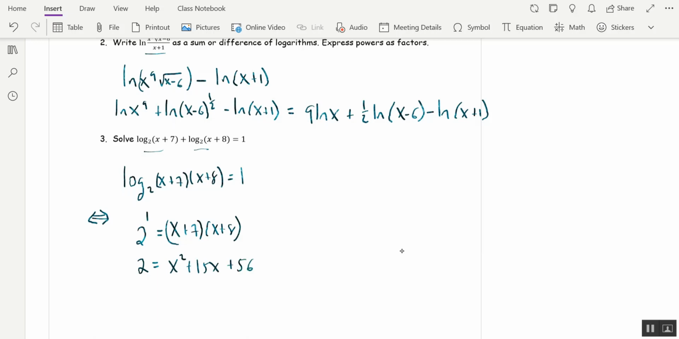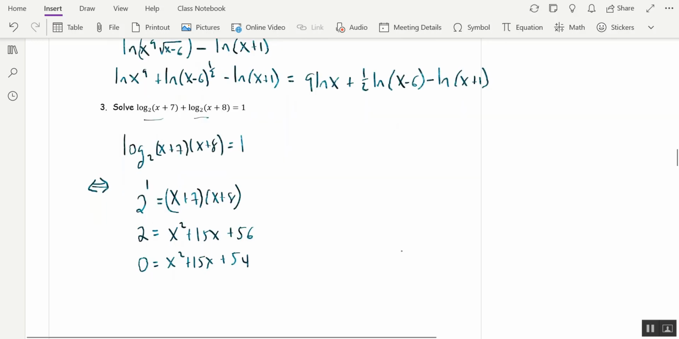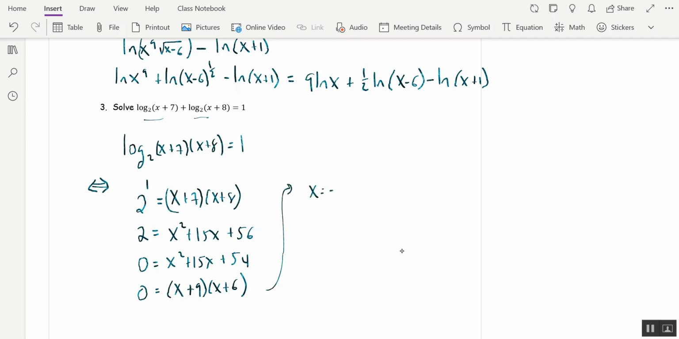Now subtract 2 from both sides. 0 is x squared plus 15x plus 54. Factor, this is x plus 9 times x plus 6. So we get two answers. Supposedly, x equals -9 and x equals -6.